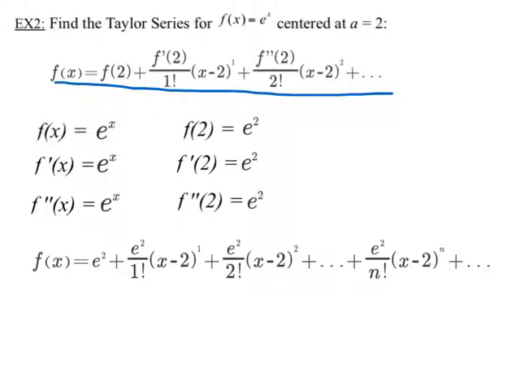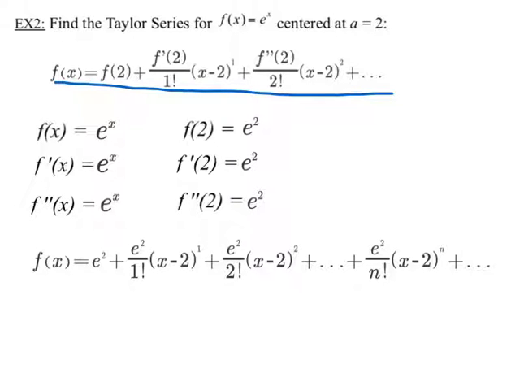Okay, and you don't need to have the 1 factorial in there, but there's no harm in having it. But I would have e squared plus e squared over 1 factorial, x minus 2 to the first, plus e squared over 2 factorial times x minus 2 squared. My next term would be e squared over 3 factorial times x minus 2 cubed. My general term is e squared over n factorial times x minus 2 to the n. And notice I have f of x equals, with a plus dot dot dot at the end, because I asked for a Taylor series.